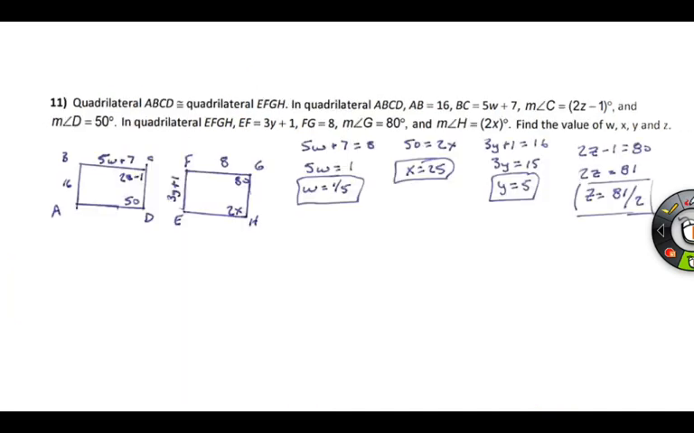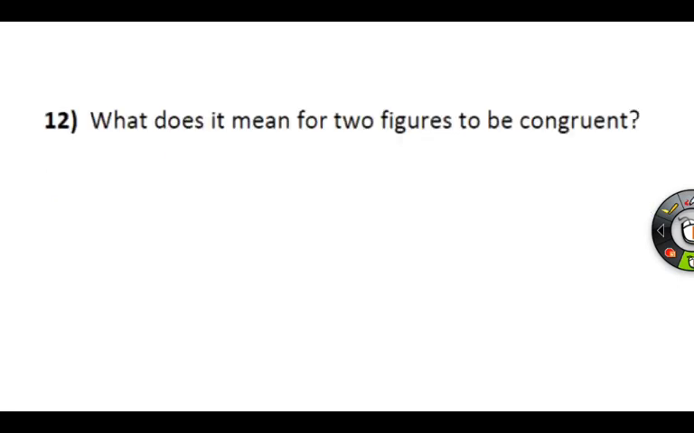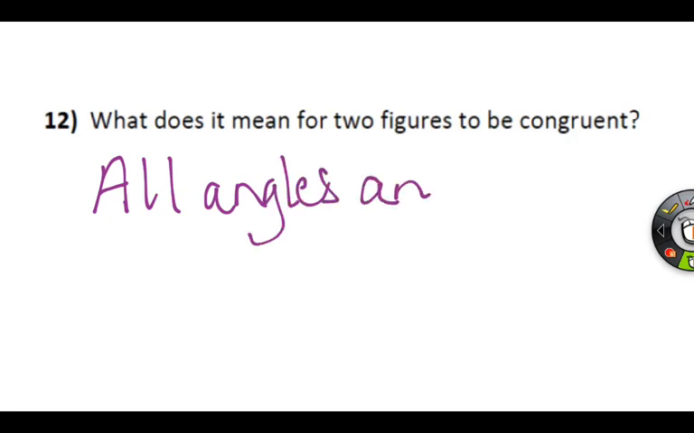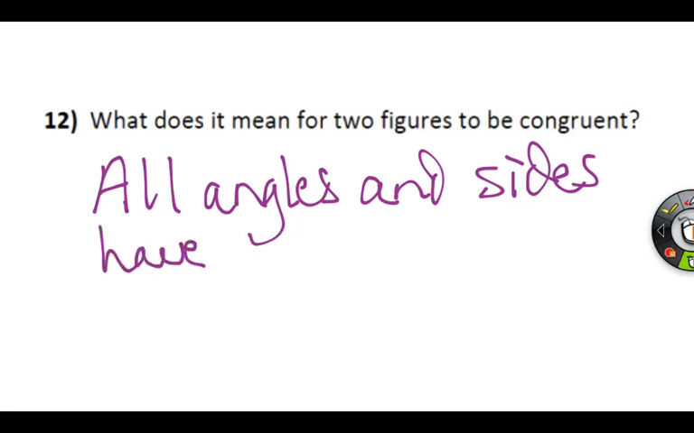Alright, we're getting there, we're almost done. Let's see, what does it mean for two figures to be congruent? It means that you can actually lay them on top of each other. So all the sides and angles have the same measure. So all angles and sides have the same measure.